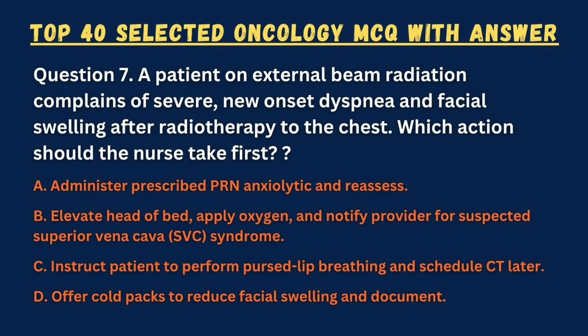Question 7. A patient on external beam radiation complains of severe, new-onset dyspnea and facial swelling after radiotherapy to the chest. Which action should the nurse take first? A. Administer prescribed PRN anxiolytic and reassess. B. Elevate head of bed, apply oxygen, and notify provider for suspected superior vena cava (SVC) syndrome. C. Instruct patient to perform pursed lip breathing and schedule CT later. D. Offer cold packs to reduce facial swelling and document.